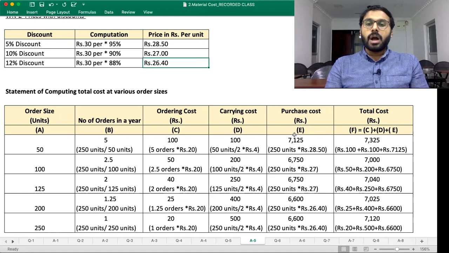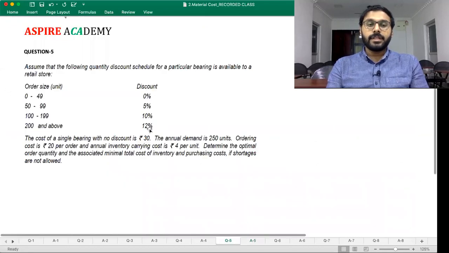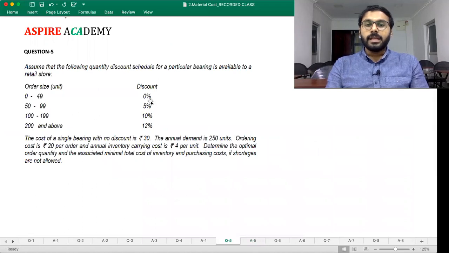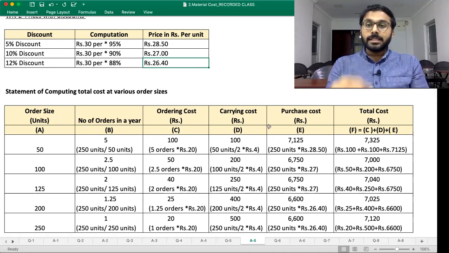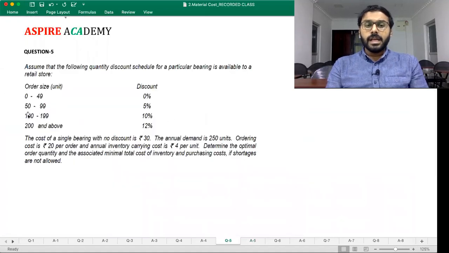So how do I take out this purchase price? When the order size is going to be 50, then I should simply refer to the question. When the order size is going to be 50, the discount is going to be 5%. So my purchase price is going to be less than 30 rupees. Whatever we have found out in working note number 2, it is going to be 28.5. Same way, if my order size is going to be 100 units, then if you see the third row, you'll be able to observe that when the order size is going to be 100 units, I get a 10% discount.